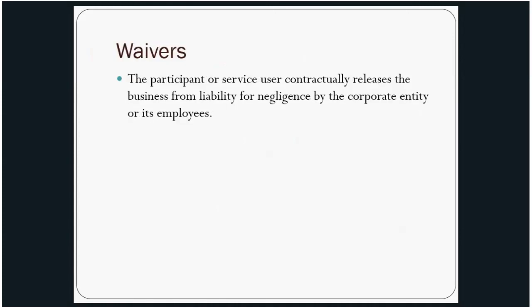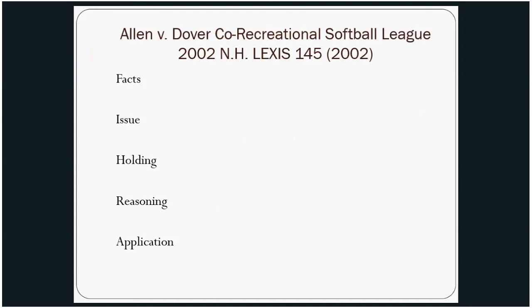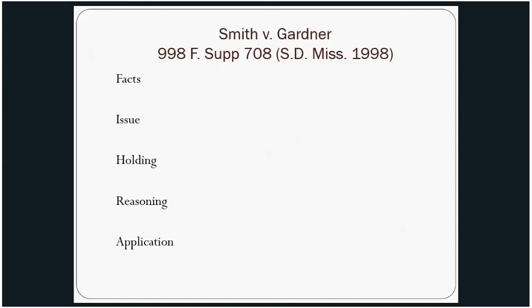A waiver is a contract that absolves a business of liability for negligence. It's a contract that absolves negligence, not inherent duty. And we can look at Allen versus Dover and Smith versus Gardner for some very specific applications of these. I hope this presentation helps clarify some of the confusion, or at least the topic of negligence. Thanks.